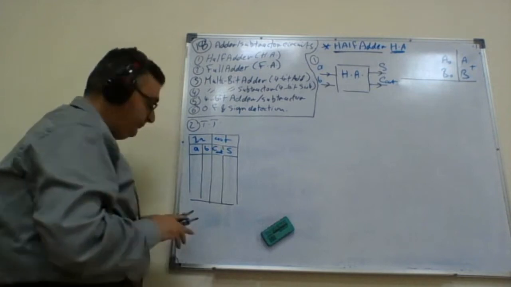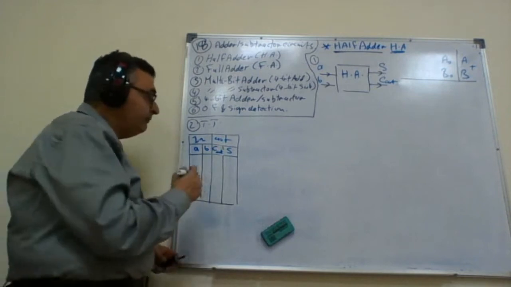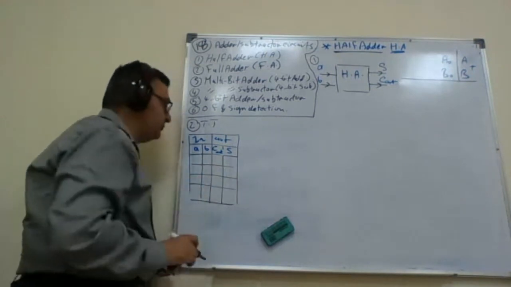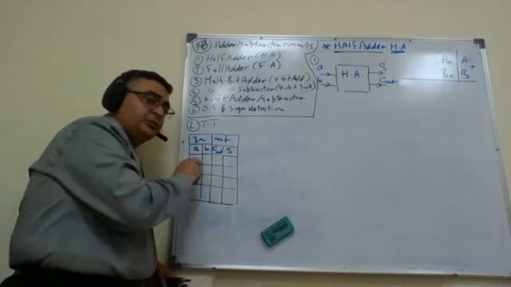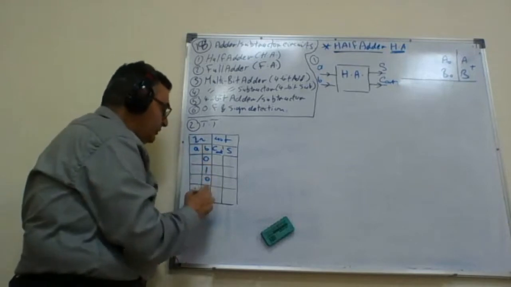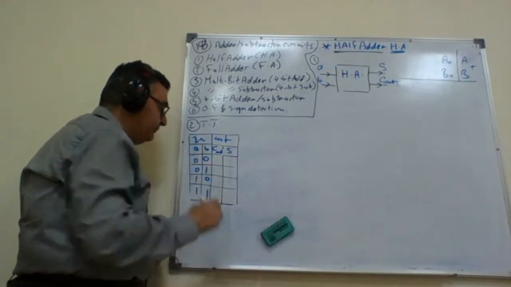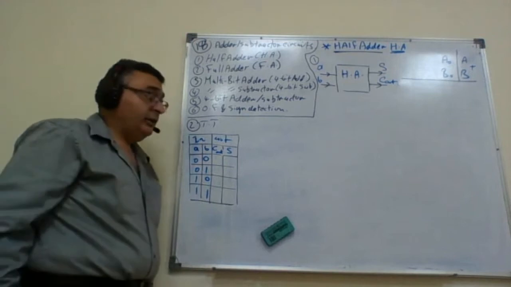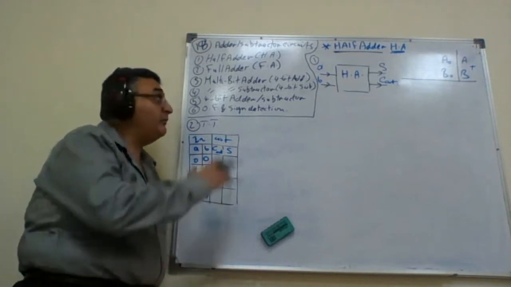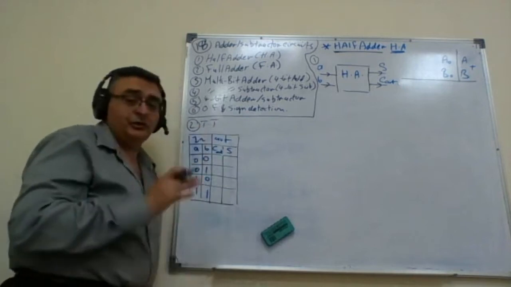Okay, so can I fill in the TT? Yes, this TT is very simple, because I know there are two inputs, and 2 to the power 2 is 4. I have 4 combinations for the input: 00, 01, 10, 11. So I have filled in the input part of my TT. I'm following the standard way of design.